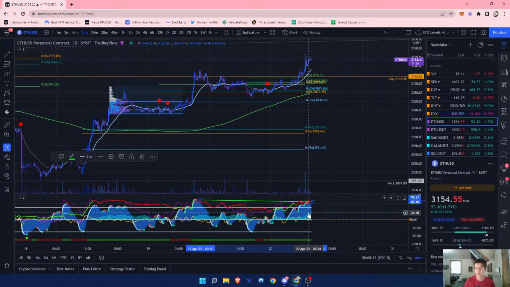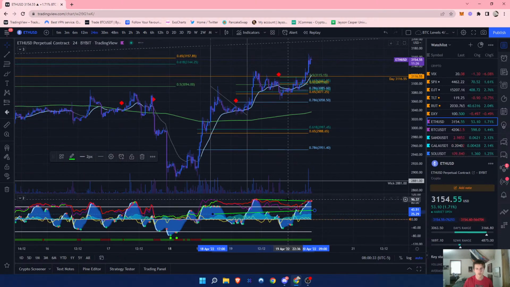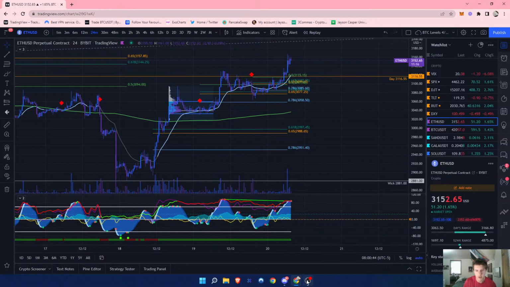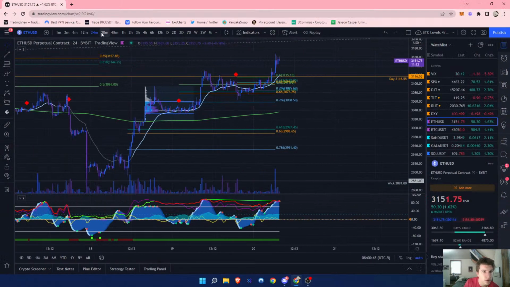However, what's making me kind of iffy with this is that the money flow, you can see, has been coming up like that. Whereas on the 24-minute, you can see the money flow is coming down like that. If you guys can see that. Let me know if you guys can see that.